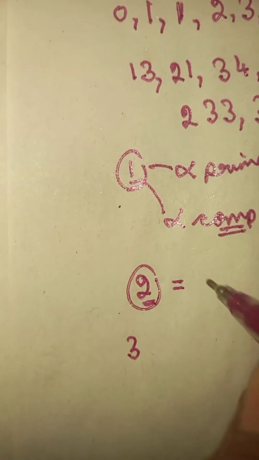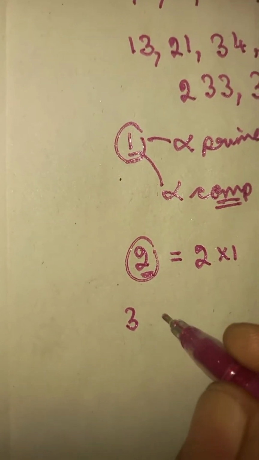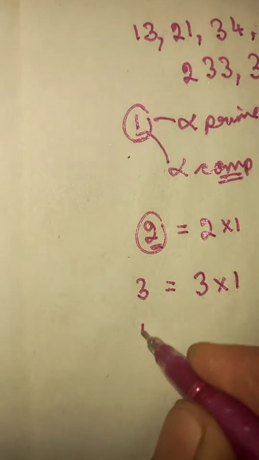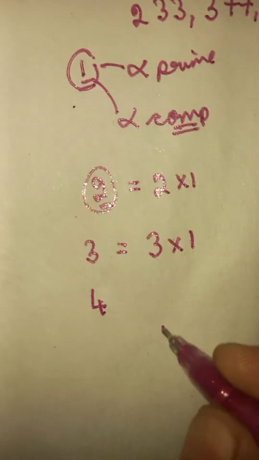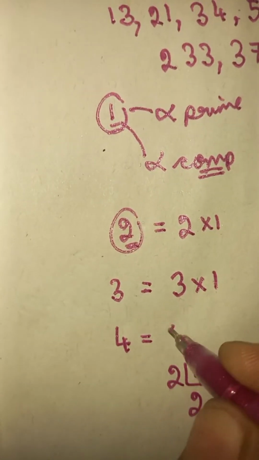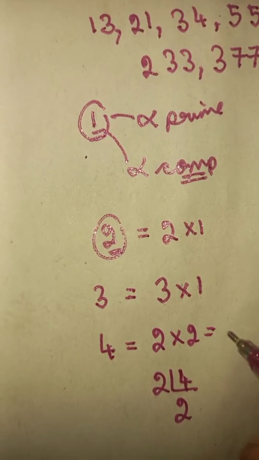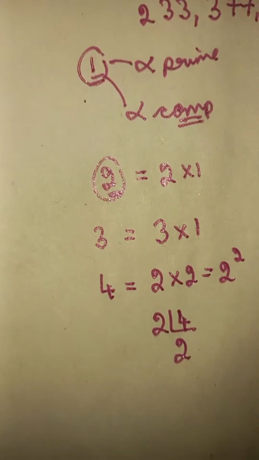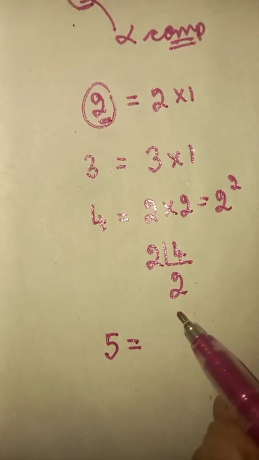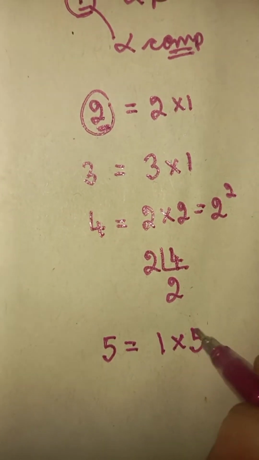So 2 can be written as 2 times 1. 3 is also a prime number. It can be written as 3 times 1. 4, you can divide here. 4 can be divided as 2 times 2. So you can write it as 2 times 2, or 2 square. It is a composite number. Let's take 5. 5 you cannot divide by anything, so it is a prime number.